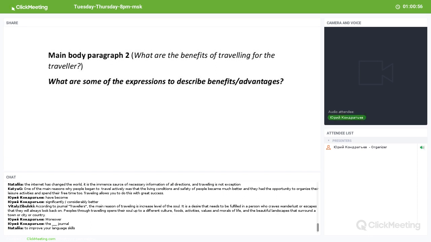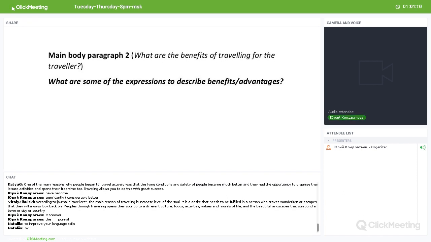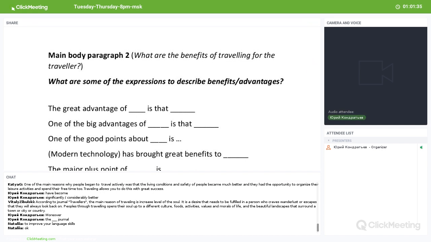Brainstorming ideas, we are thinking of expressions that can be used to describe advantages. For example, one of the advantages is this, or well, just abstract expressions that can be used in any essay about advantages and disadvantages. We will brainstorm ideas a bit later. Okay, maybe some synonyms for an advantage. So, well, you can offer your examples.